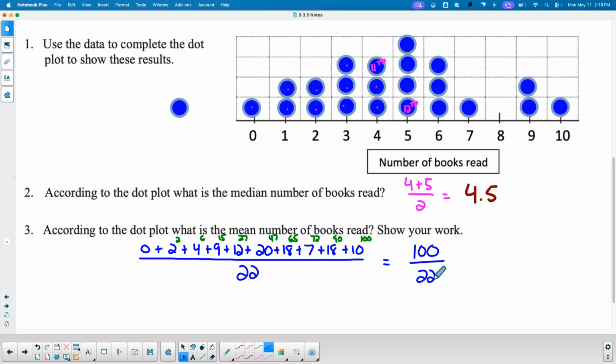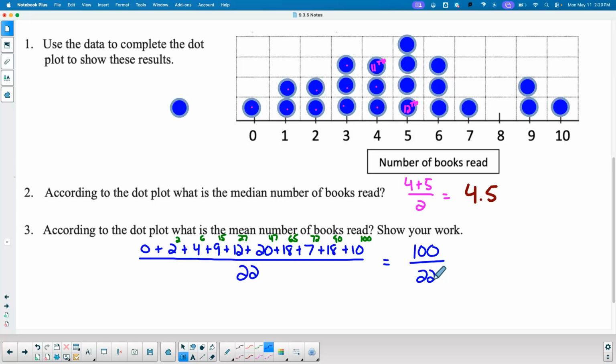Why decimal? Have you ever told somebody that you've read 50 over 11 books this summer? Right? Because that's what it would reduce to, right? Both divided by 2 would be 50 over 11. But have you ever told somebody that you've read 4.5 books this summer? Yeah. Okay? So it just makes more sense to have that one be in decimal.